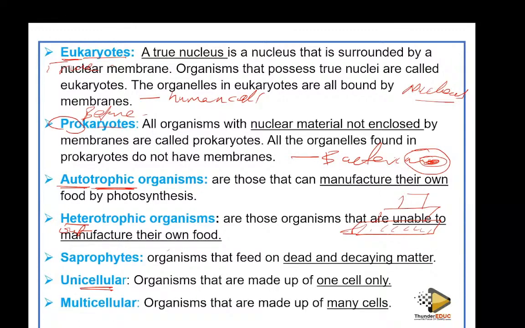Okay. If it is not unicellular, if it's not one cell, then it's multicellular. It means that it's made up of many cells, multicellular organisms.